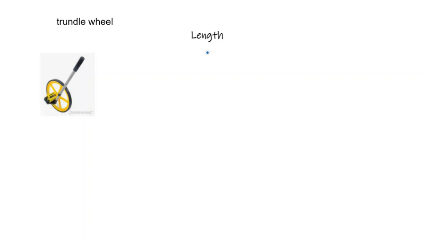A basic way to think about the unit of length is just the distance between two points. If I have point A here, and if I have point B here, the distance between these two points is what's known as the length. Now, how we get to these two points, and the distance between them, will determine the type of instrument you use.